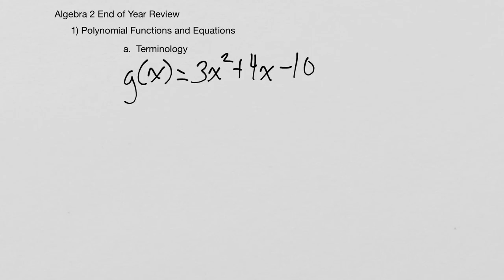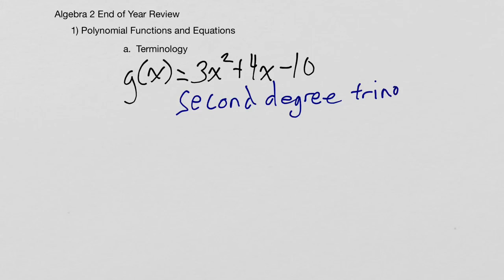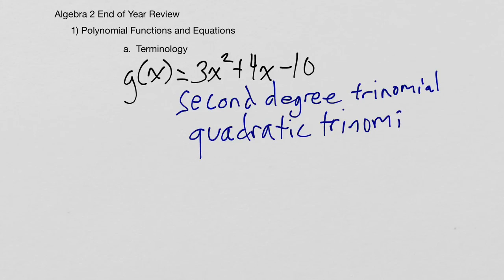So if you had something like g of x equals 3x squared plus 4x minus 10, which I think is the first thing I wrote here, we know that this is going to be called second degree. And how many terms does it have? 3. So it's going to be called a second degree trinomial. And we also know of this as a quadratic trinomial. And that's going to be all that we need in terms of terminology for our polynomial functions and equations.